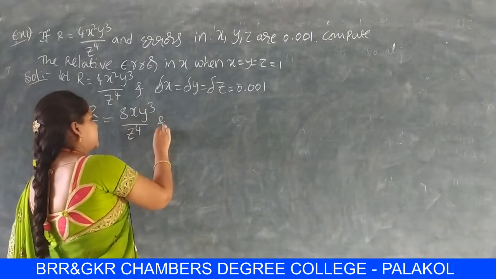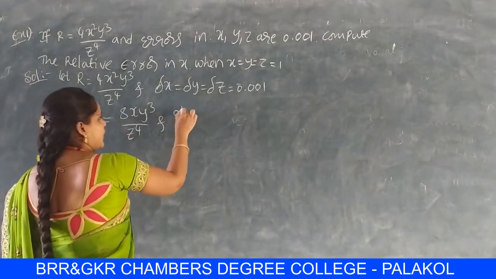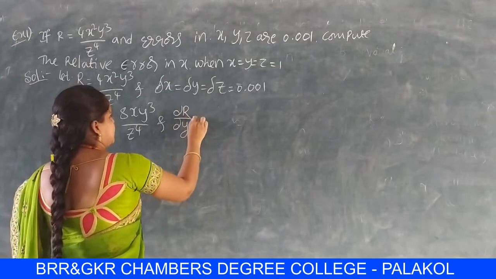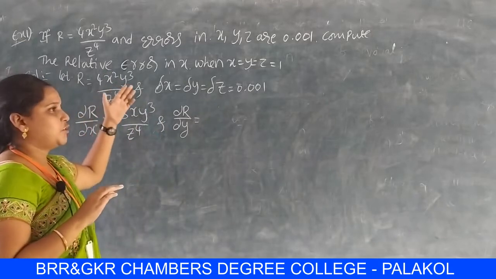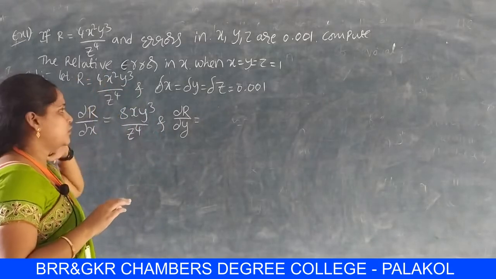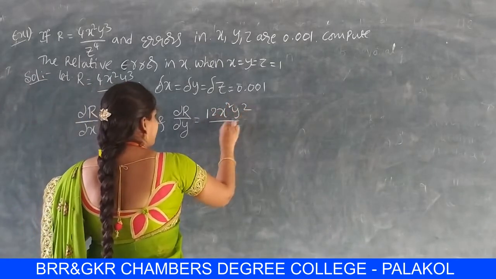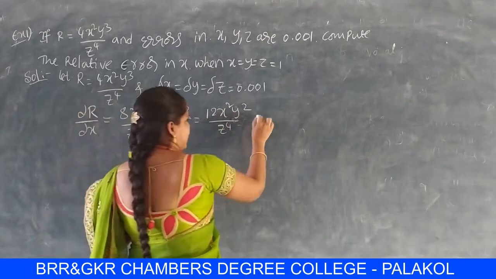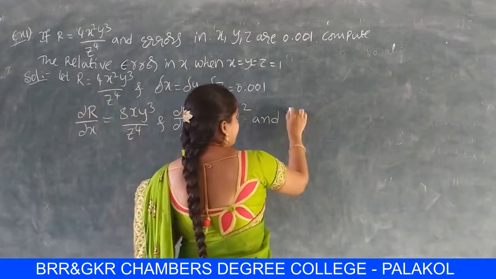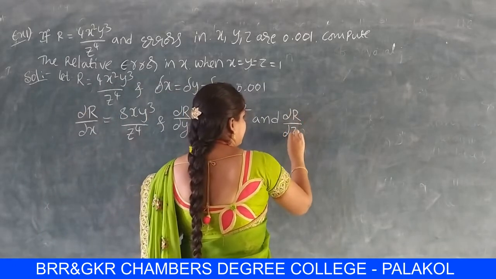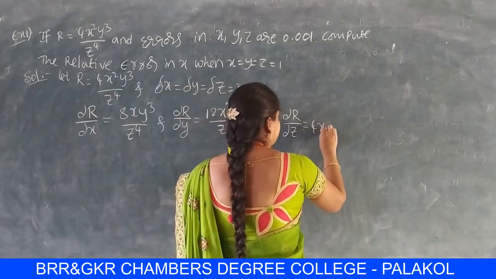And again, differentiation with respect to y, dou r by dou y is equal to 4x square by z power 4, which is constant, the derivative of y cube is 3y square, 3y square into 4x square is 12x square y square by z power 4. And again differentiation with respect to z, dou r by dou z is equal to 4x square y cube, which is also constant.